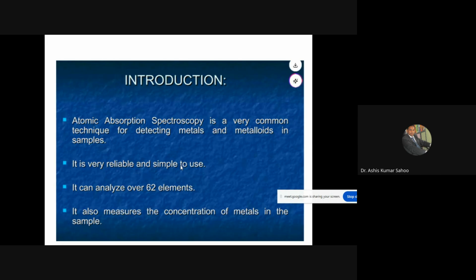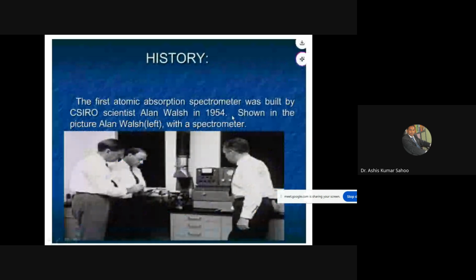It also measures the concentration of metals in the sample. You can see this is the first atomic absorption spectroscopy, in 1954. The first atomic absorption spectrometer was built by CSIRO scientist Alan Walsh in 1954.